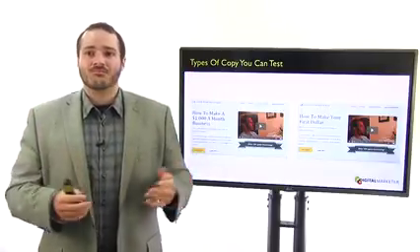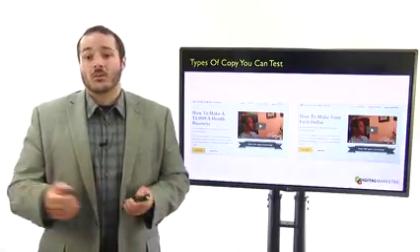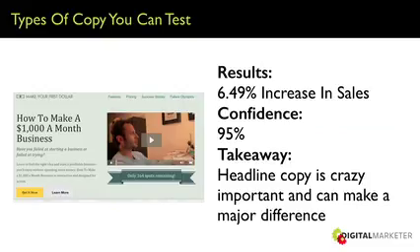It's just a cornerstone of any business. It's a milestone for any business, actually. And so when he tried this test, he was actually a little surprised because the winner ended up being the "how to make a $1,000 a month business" headline, where he saw a 6.49% increase in sales at a 95% confidence rate. So the takeaway here is that copy is crazy important, especially your headlines, and what you write will end up kind of framing almost the experience for your audience.